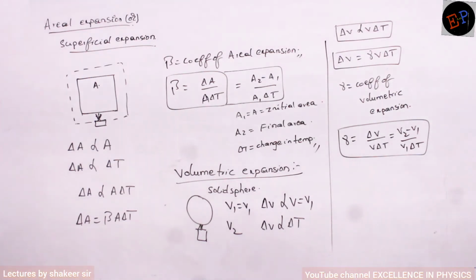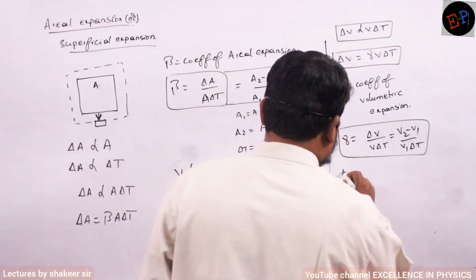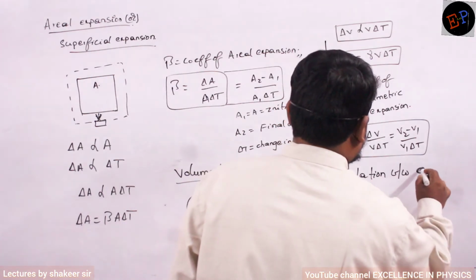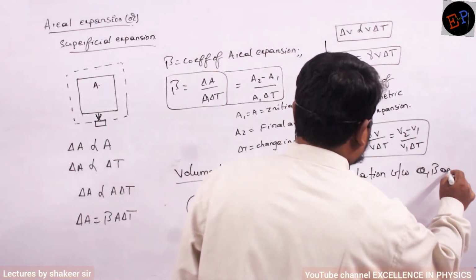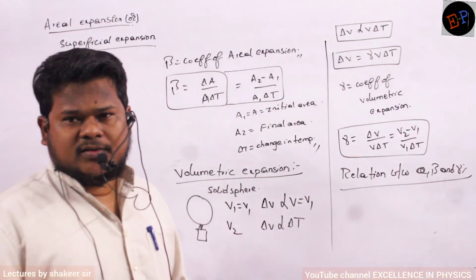Understood? And there is a relation between alpha, beta and gamma for the same body. Clear? So write that relation also: a relation between alpha, beta and gamma. There is some derivation. We are not going towards the derivation.